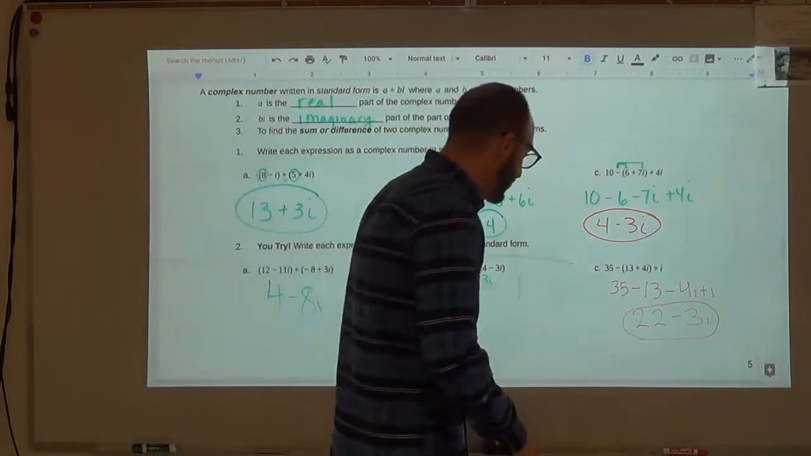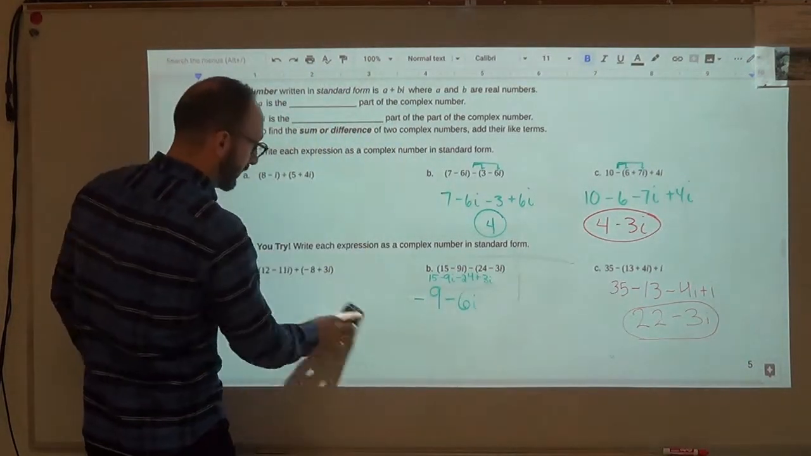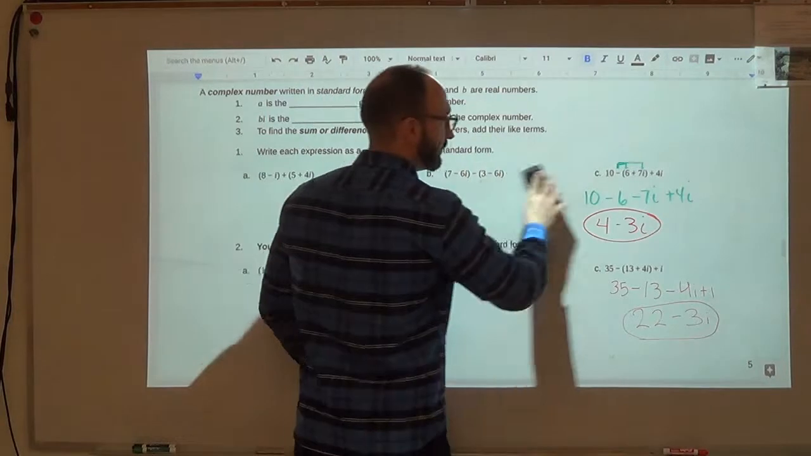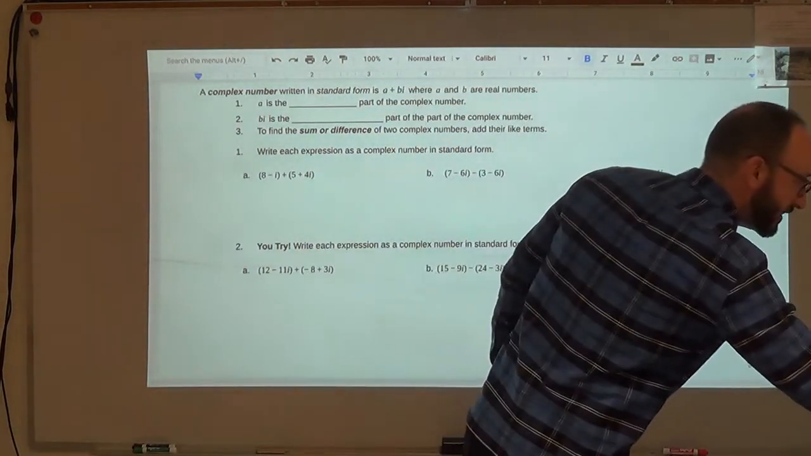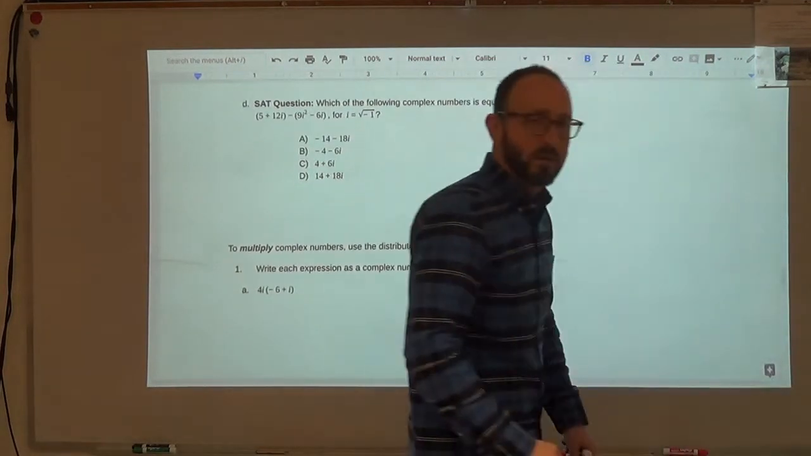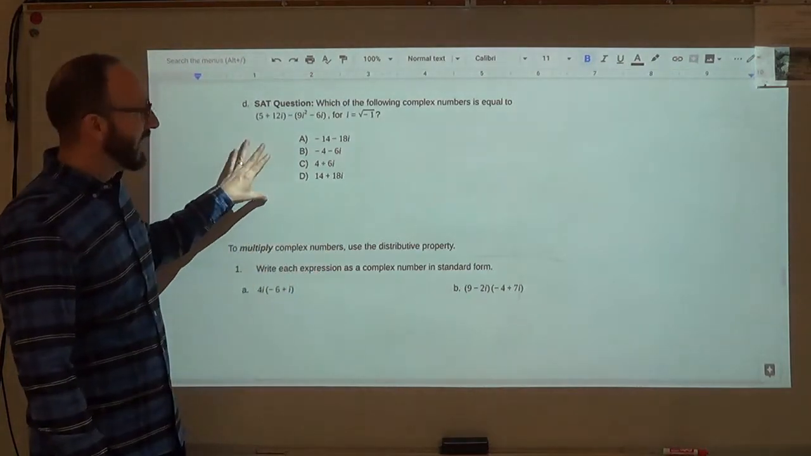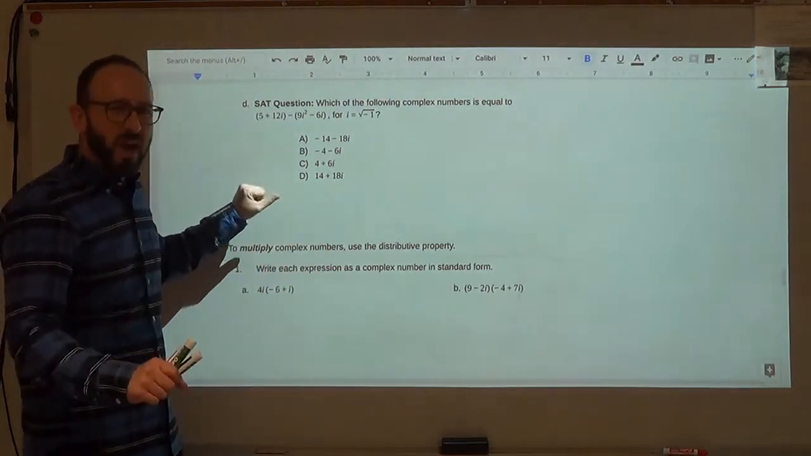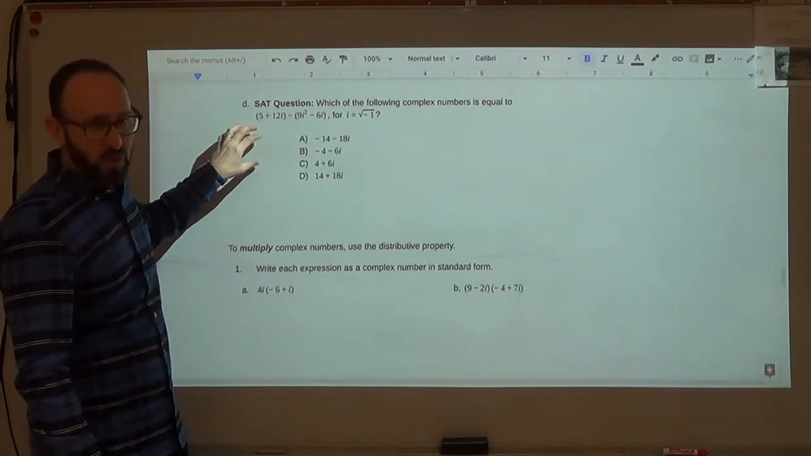Okay, let's move on to the next page. And since SATs are tomorrow, I'm going to give you this SAT question to try. So right now, I'm going to give you about 3 minutes or so, and try to answer question D here.